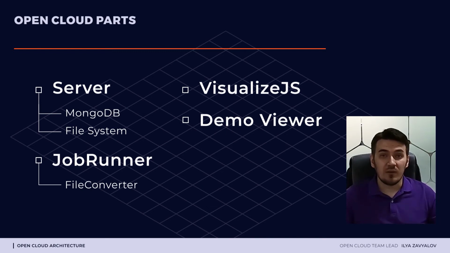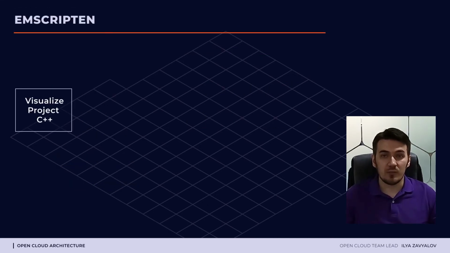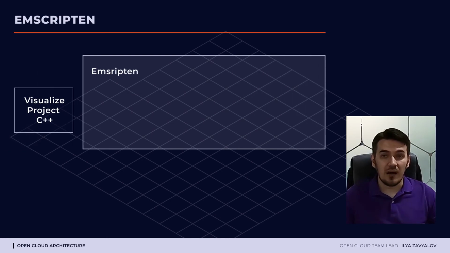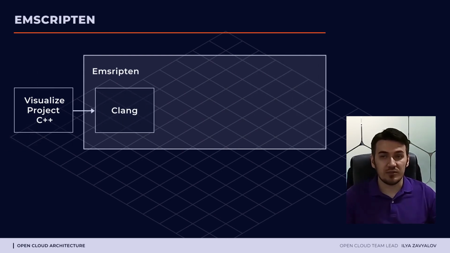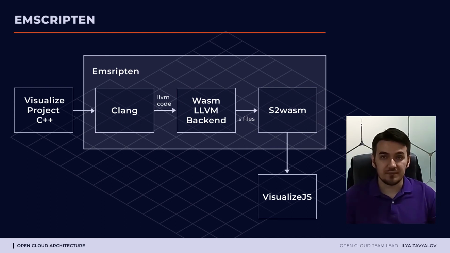An important part of the OpenCloud project is the Visualize.js library. This is a highly compiled Visualize project written in C++ to the new WebAssembly format. We use YAML scripting toolset to compile Visualize project to WebAssembly format.